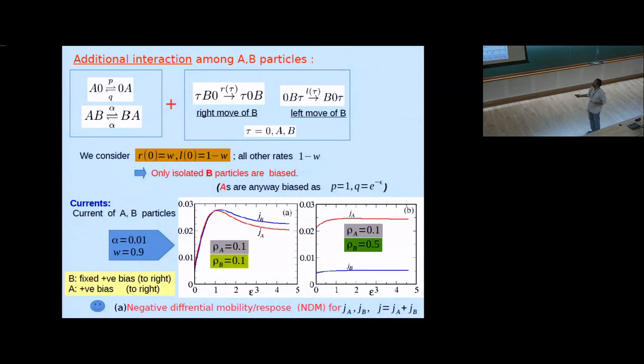At low density, you see this response. At high density, you don't see it. So there is negative differential mobility for JA and JB, and of course the total current J equal to JA plus JB will also show a negative response here. So this is the first example, numerical.